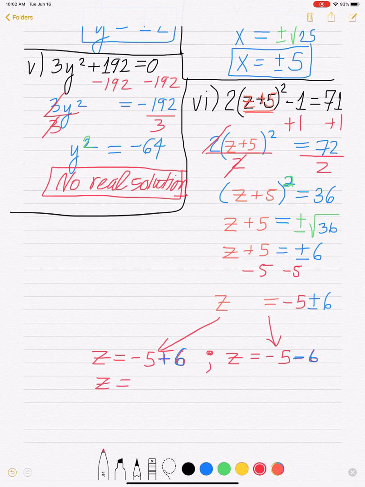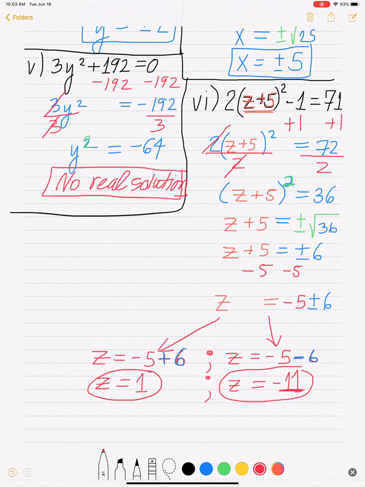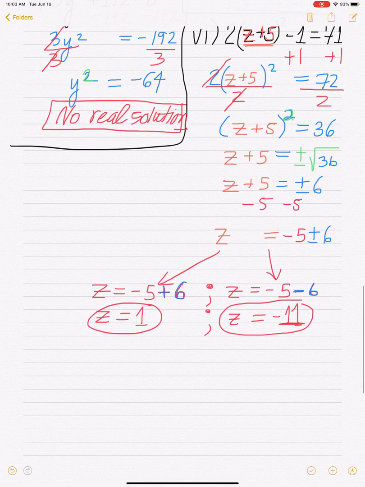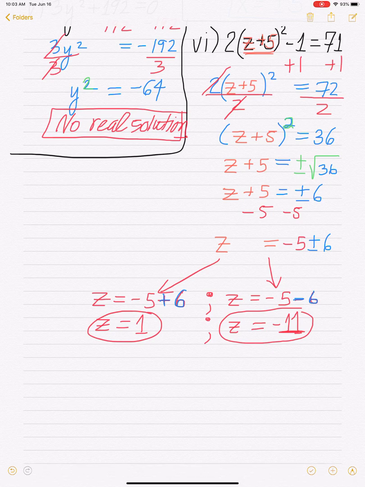So first I'm going to take negative 5 plus 6. Negative 5 plus 6, that's going to give me 1. So that's one of my solutions. And then I'm going to take negative 5 minus 6. Negative 5 minus 6 is negative 11. So that's my other solution. So my two solutions would be 1 and negative 11. Let's go ahead and check. We haven't checked any of these. Let's go ahead and check this one, just to make sure. So I'm going to check my solutions.